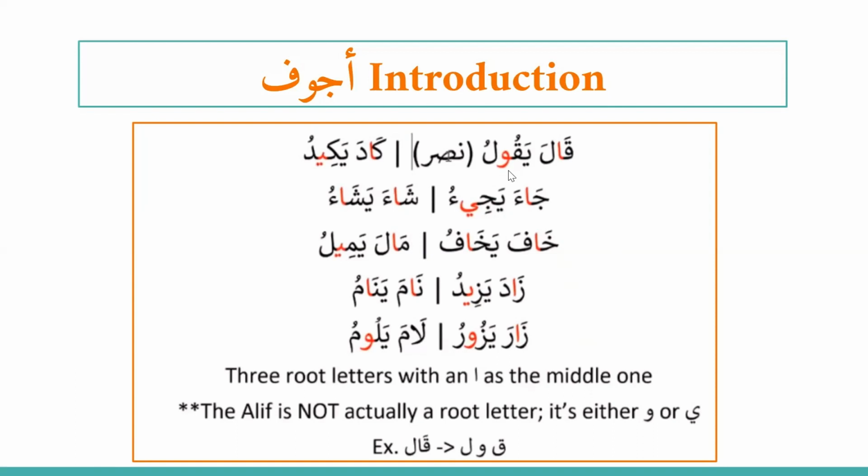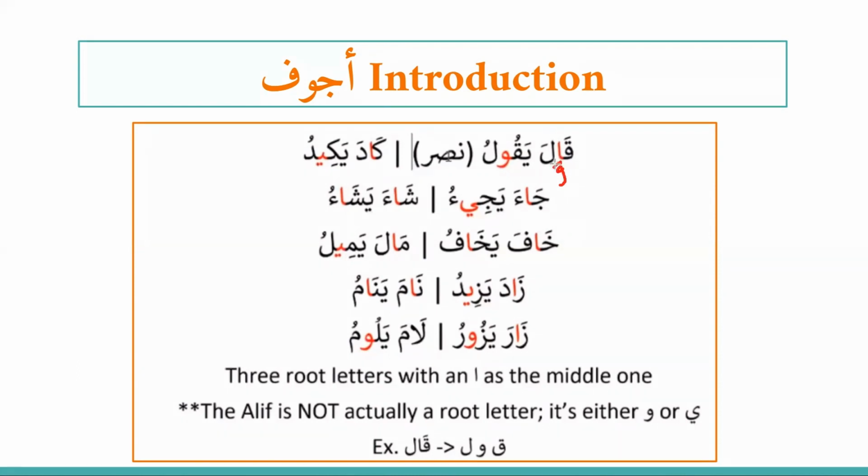So qala yaqulu is the most common example from Ajwaf, and it is coming from Bab Nasara. As you see, the original root letters are qa, waw, and lam. So originally it was qa, wa, la, right? Qa, wa, la. But waw was dropped. So let me take the marker. Qa, wa, la. But waw was dropped.